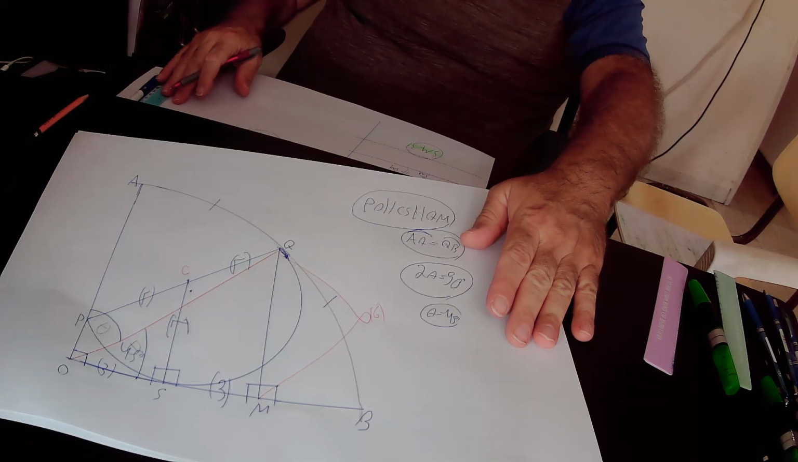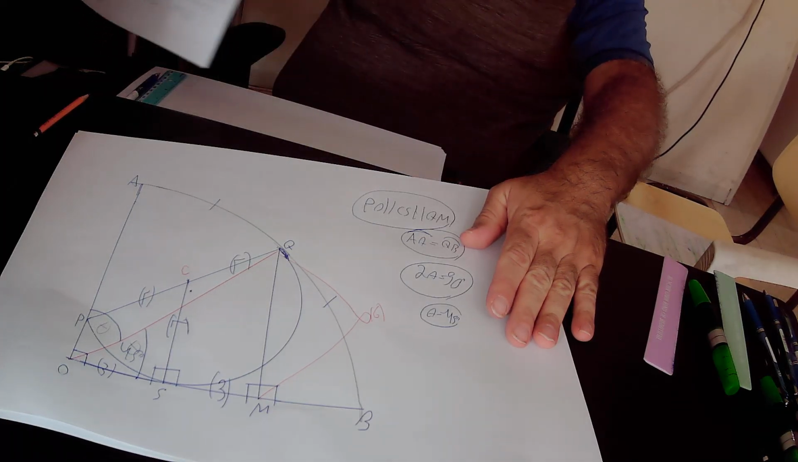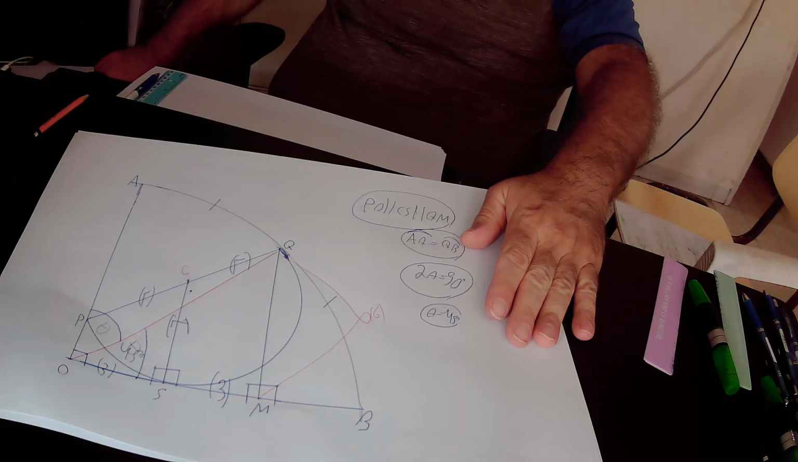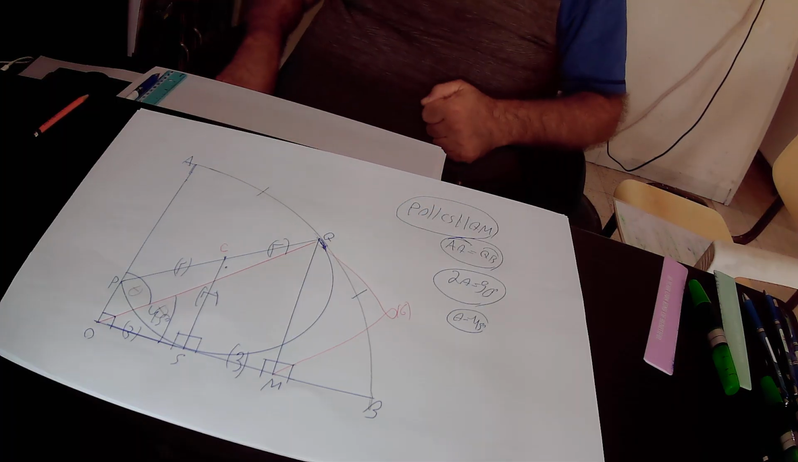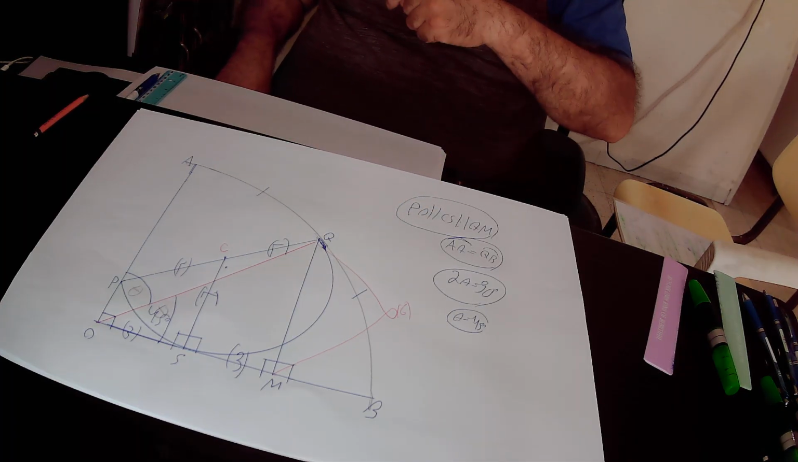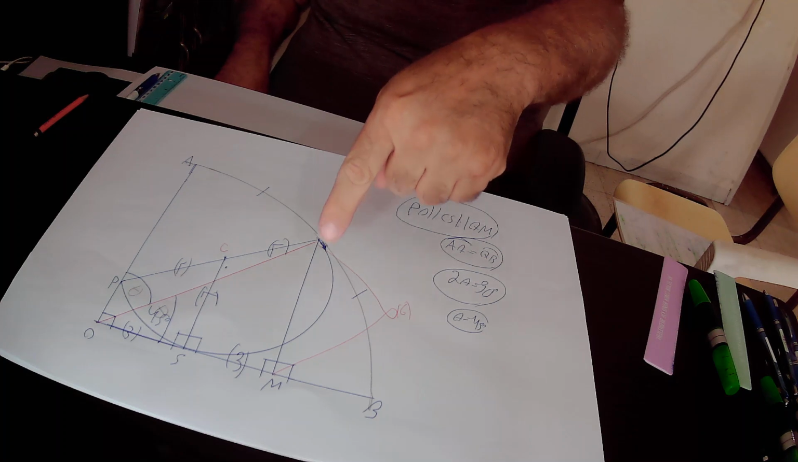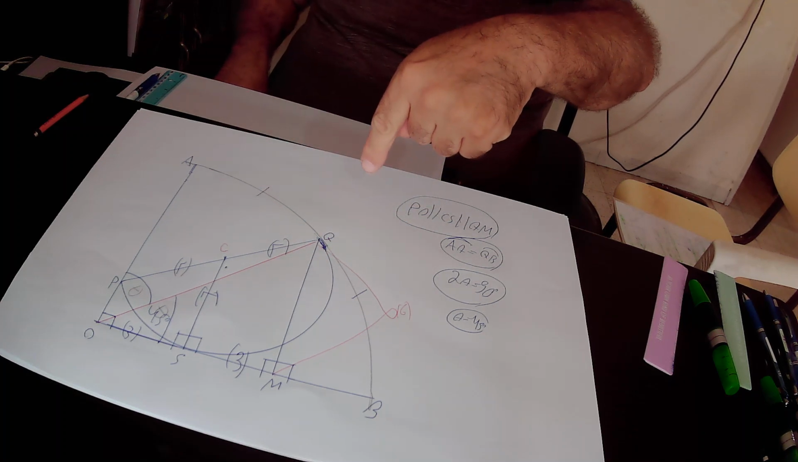In the next step, we will do a construction. That is to say, from point C, that is the center of this semicircle, we will go perpendicular on QM. Then from point C, we go perpendicular on QM.